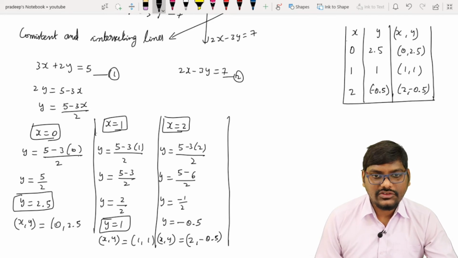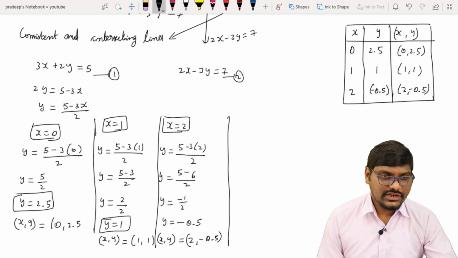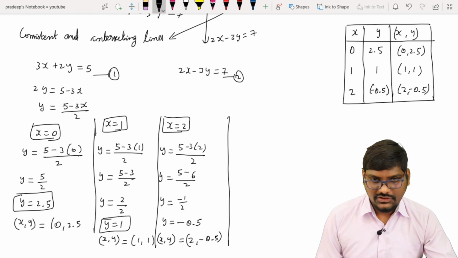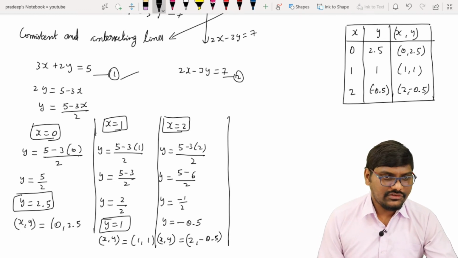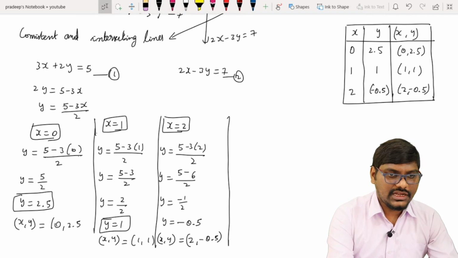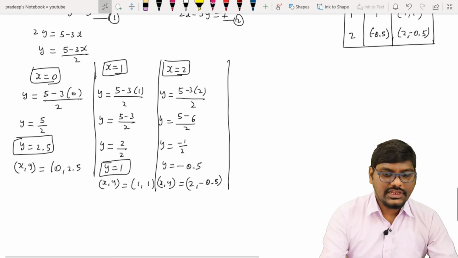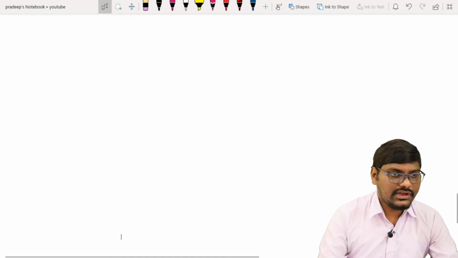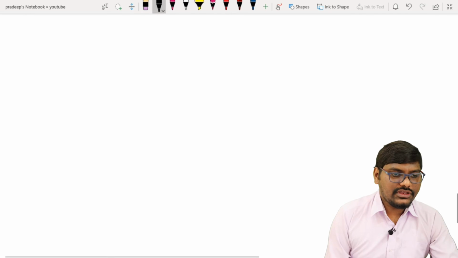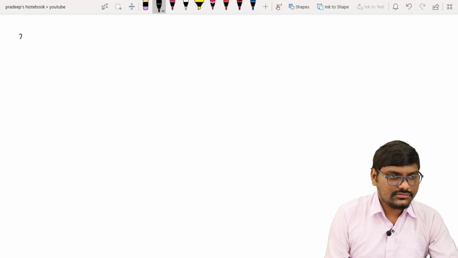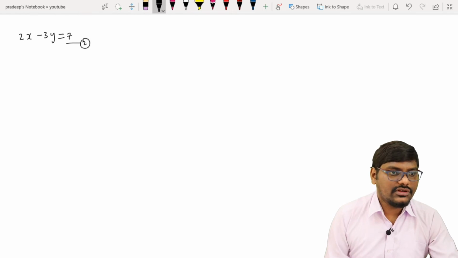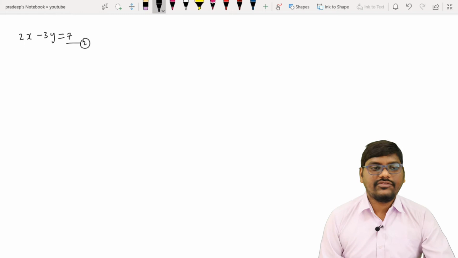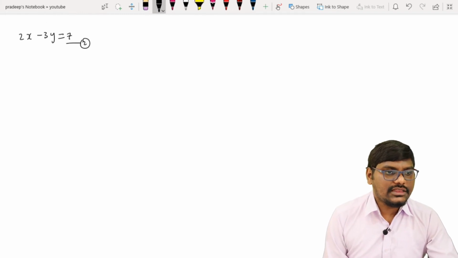Before drawing this on the graph, we'll find out the points for the second equation too. This is the second equation, 2x minus 3y equal to 7. So this full box is only for the first equation, and we'll find it for the second equation also. So what is the second equation? 2x minus 3y equal to 7. As we did in the first case, we'll take y to one side and all the variables to the other side.